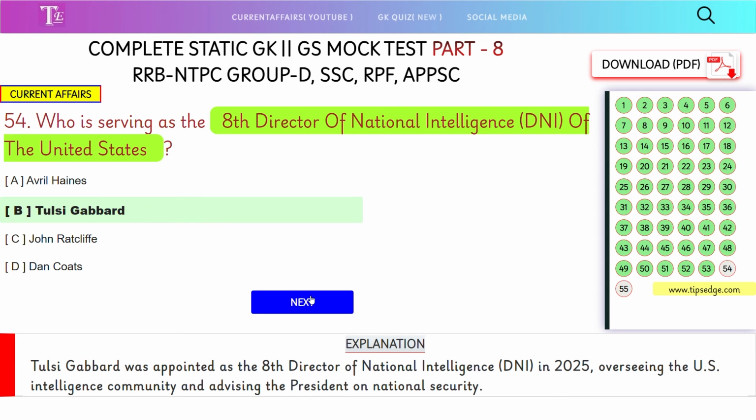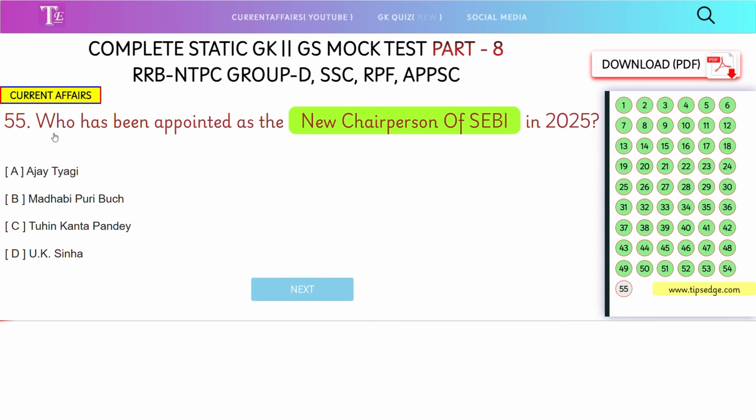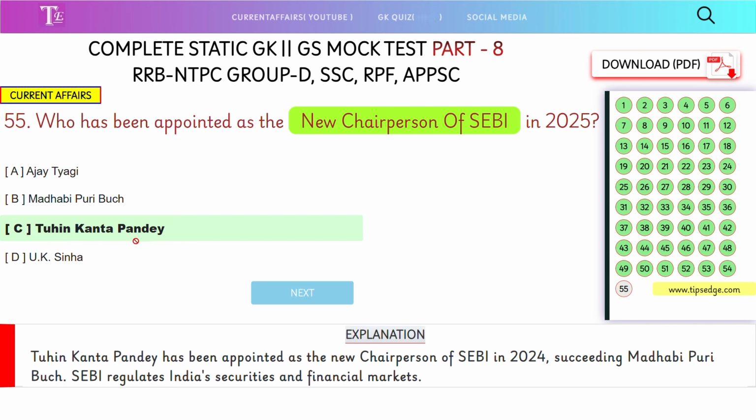Now moving to the 55th question. Who has been appointed as the new chairperson of SEBI in 2025? Answer: Tuhin Kanta Pandey.